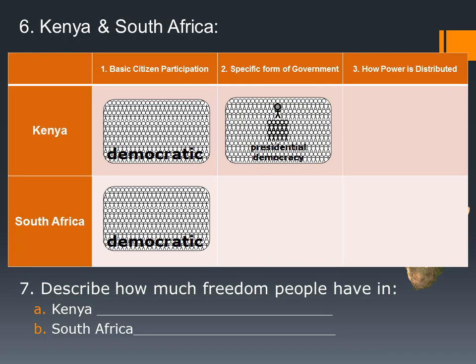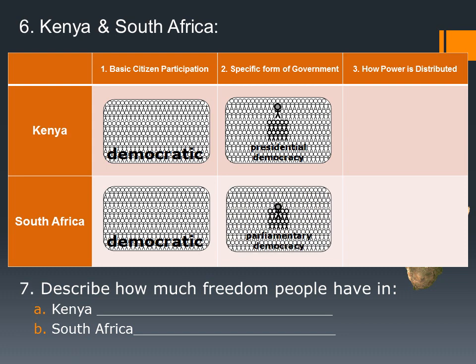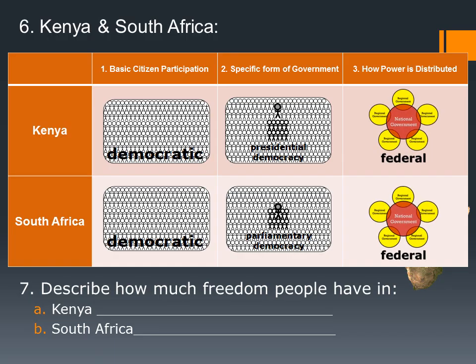In Kenya, they have a presidential democracy where the president is elected separately from the legislature. On the other hand, South Africa follows a parliamentary system. The leader of their country is elected by the legislature. In the case of South Africa, the leader is elected by the National Assembly, not directly by the people. For power distribution, South Africa and Kenya are both medium to large size countries, and both of them use federal systems.